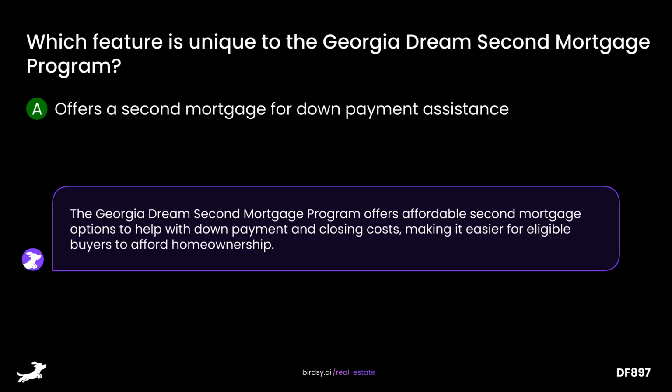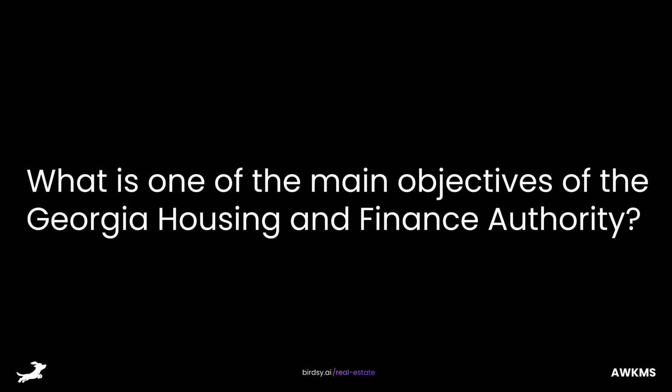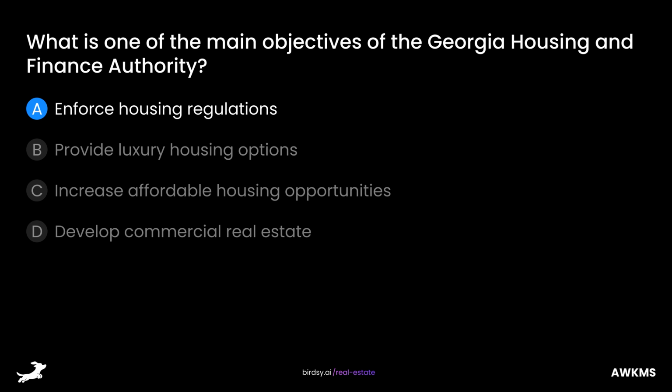The Georgia Dream Second Mortgage Program offers affordable second mortgage options to help with down payment and closing costs, making it easier for eligible buyers to afford home ownership. What is one of the main objectives of the Georgia Housing and Finance Authority? Is it A, enforce housing regulations? B, provide luxury housing options? C, increase affordable housing opportunities? Or D, develop commercial real estate? The answer is C, increase affordable housing opportunities.